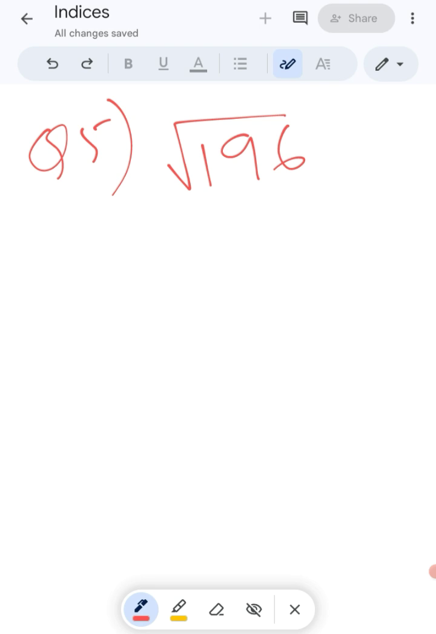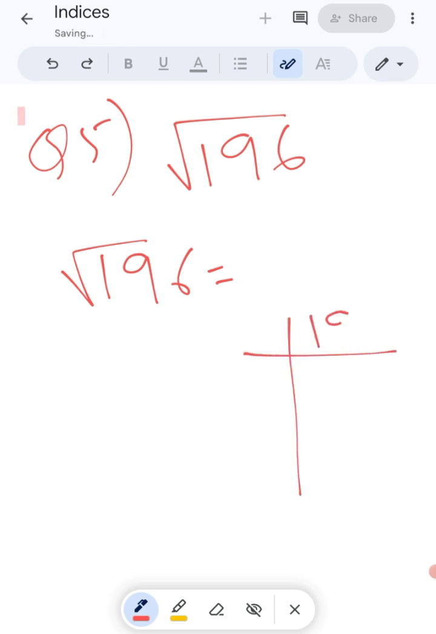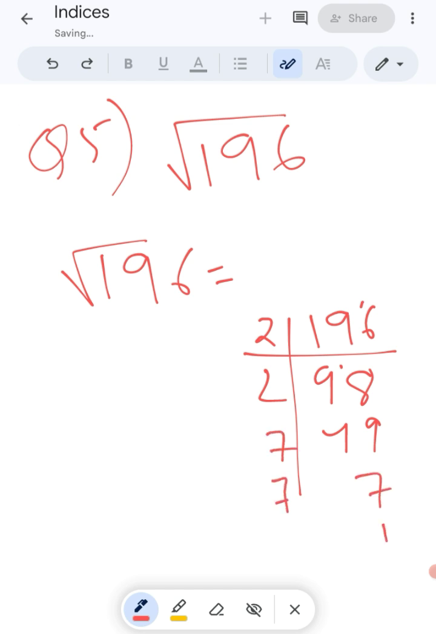Now this root means it's a square root, right? So if I am writing root 196, that means I need to find the square root of it. For this I will be taking out the LCM of 196. 2 multiplied by 9 is 18, and 2 8s are 16, 2 4s are 8, 2 9s are 18, 7 7s are 49, and 7 ones are 7.